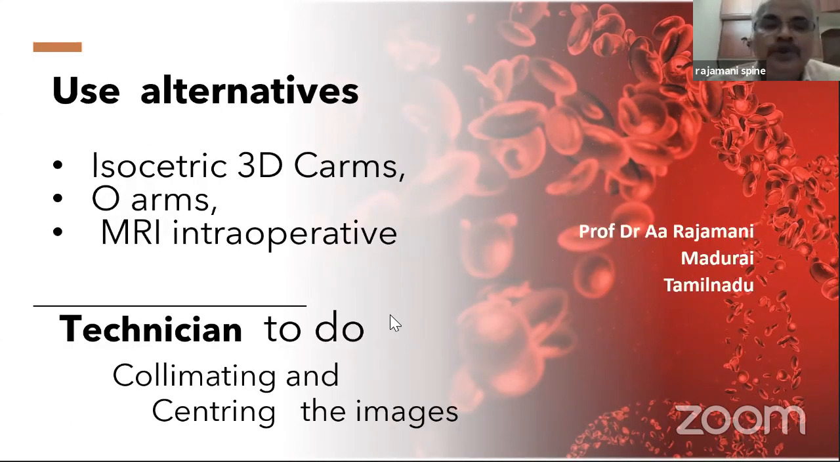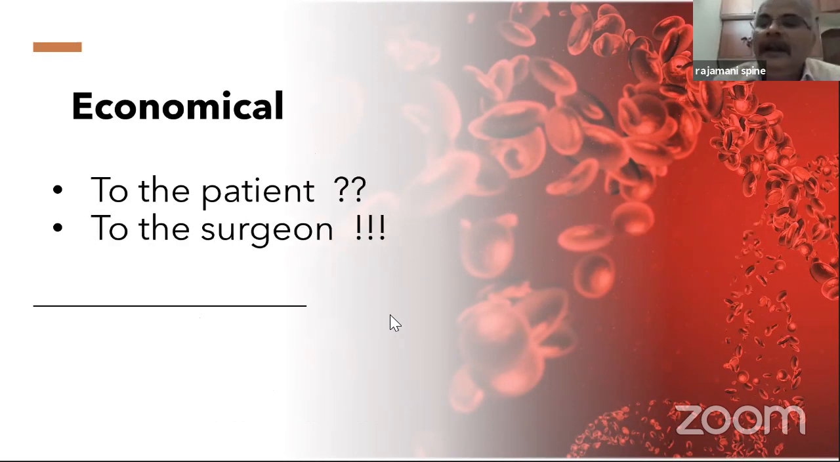Of course, the next is to use other alternatives: isocentric C-arms, O-arms, and MRI for intraoperative imaging. Of course, these are all things that may not be necessary for a simple disc surgery. But in future, when the same surgeon is going to use minimally invasive instrumentation and all, probably this will come in handy. Next, these are all the important things which a surgeon has to look into before washing up or learning the technique.